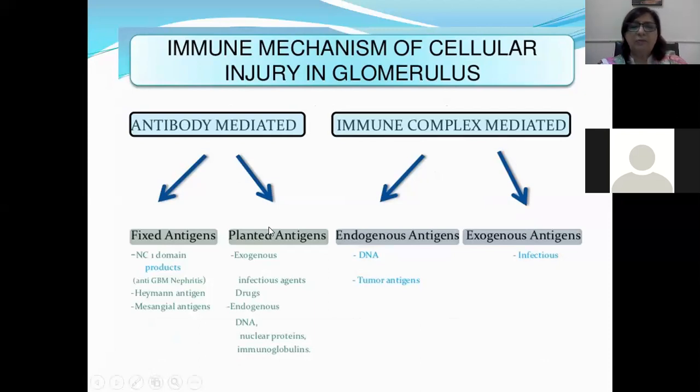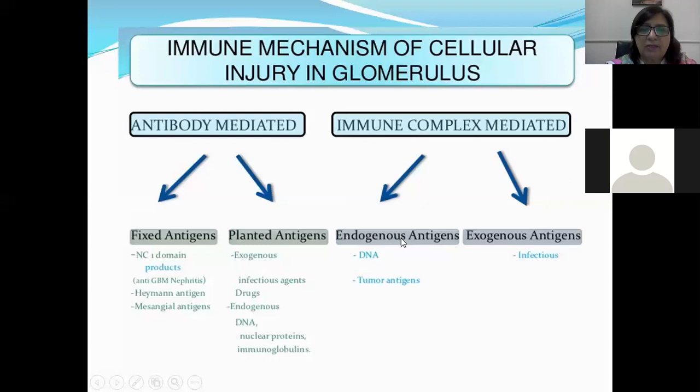Planted antigen can be from exogenous sources. They come into the glomeruli because the glomerulus has a function of filtration. So these exogenous or planted antigens can be infectious agents which come and plant into the glomerular basement membrane. They can be drugs, they can be endogenous as well, like DNA products, nuclear proteins, or immunoglobulins. They can also come when they become disintegrated and lodge into the glomeruli. These are the planted antigens. So antibody mediated injury is against fixed antigens, which are glomerular antigens, or planted antigens which come and plant into the glomeruli. Next is immune complex mediated, with endogenous antigens and exogenous antigens.